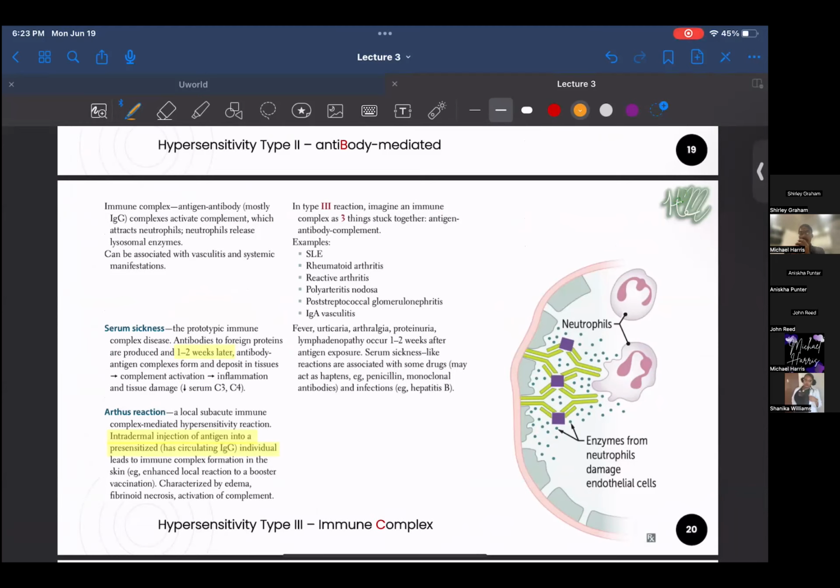This is now type 3. So type 3, like we said, has to do with antibodies binding to things in the blood that are not cells. They're binding to little antigens present in the blood, not on the actual cell walls or cell membranes. And then they deposit as complexes into the wall of various tissues.